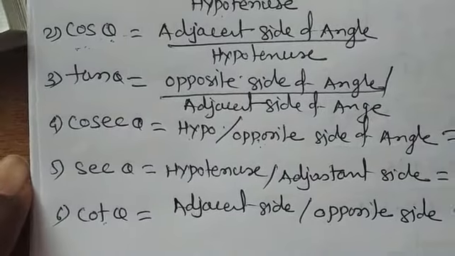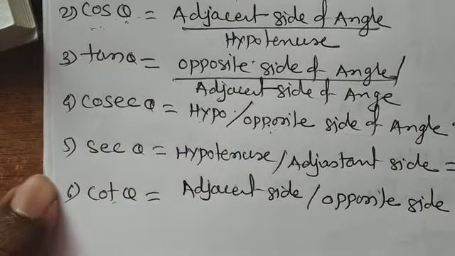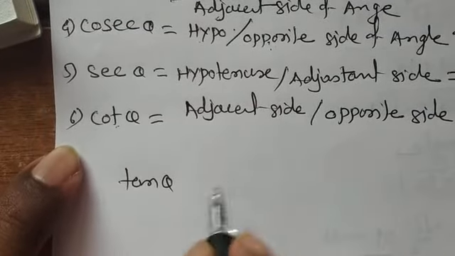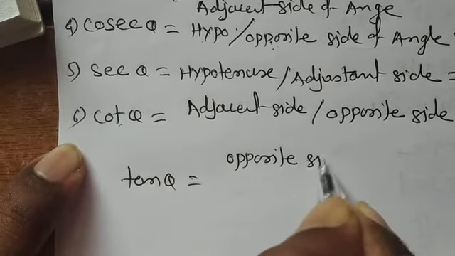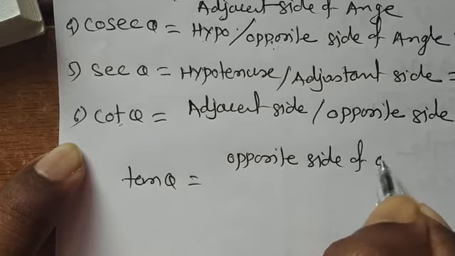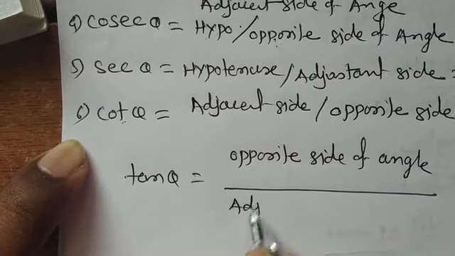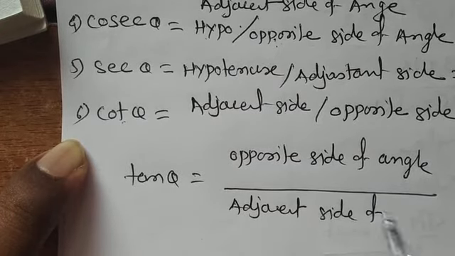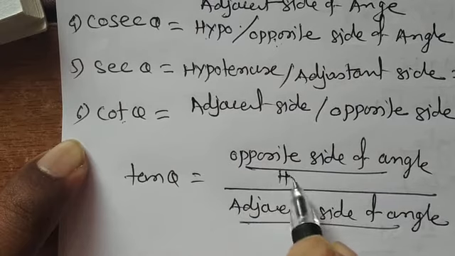Now let us say, what is tan theta? Opposite upon adjacent. I can write tan theta is equal to the opposite side of the angle upon the adjacent side of the angle. Now I divide both sides by hypotenuse.